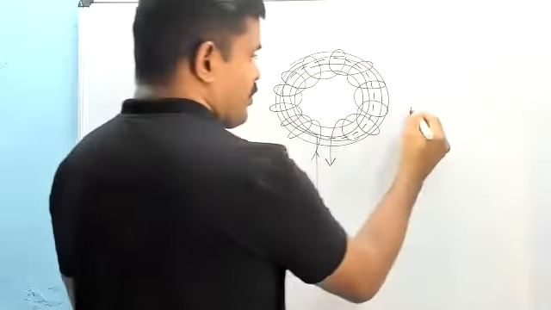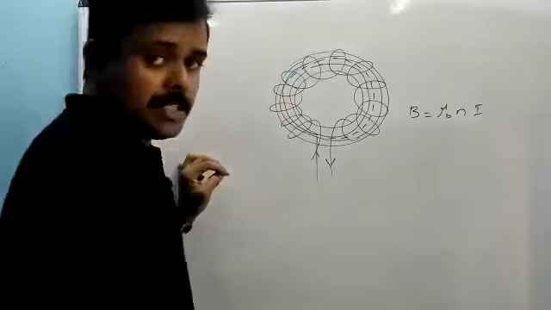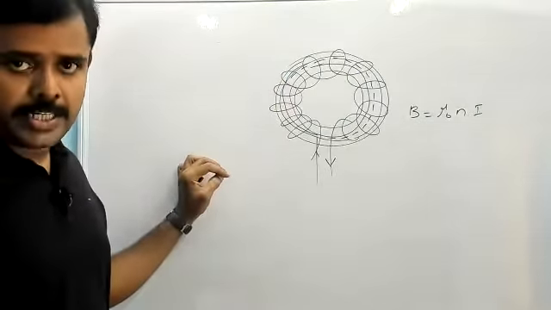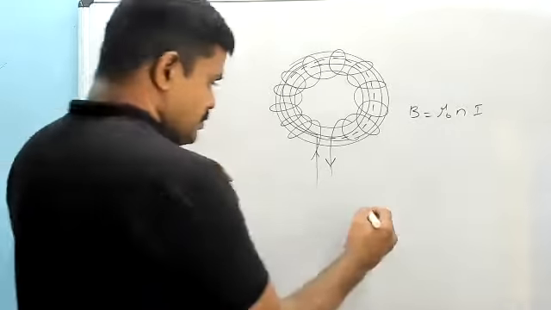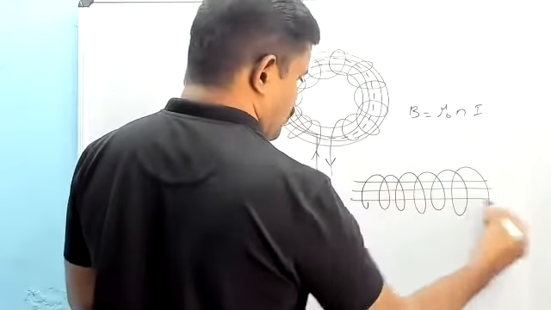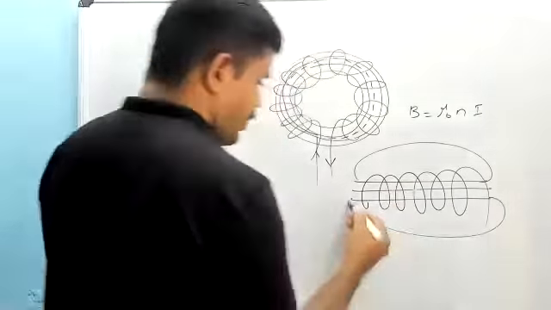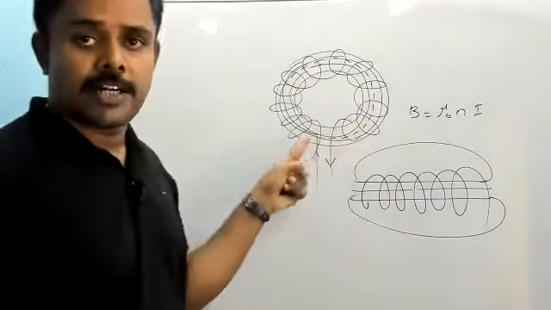And what is a magnetic field line? Magnetic field strength is mu0 times Ni, where n is the number density, the number of turns per unit length. And this is called a solenoid, where the field lines are not confined. Why? Some of the field lines are actually passing outside the solenoid. Here, all the field lines are confined.